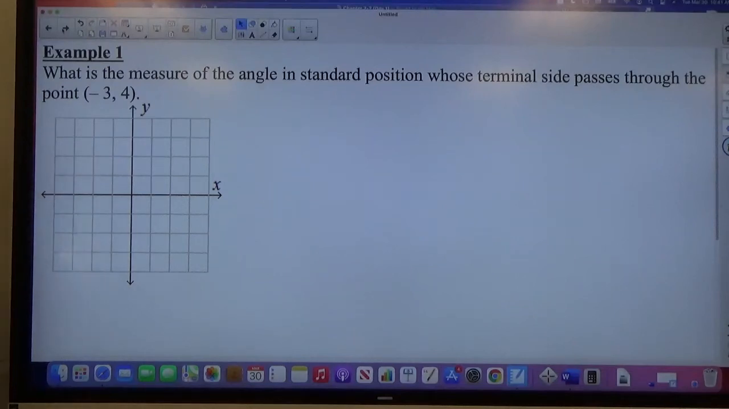Okay, so example 1 for chapter 7.2. What is the measure of the angle in standard position whose terminal side passes through the point negative 3, 4? I think we got a few words in here you've never seen before, right? First off, standard position, you probably don't know what that is. You see the words terminal side. Probably don't know what that means either, so let me go through a little vocabulary with you on this problem.